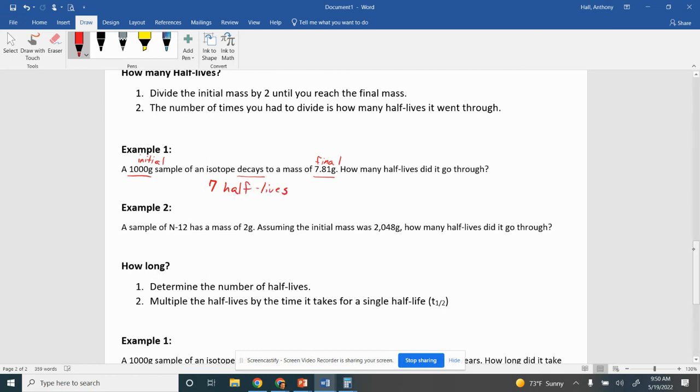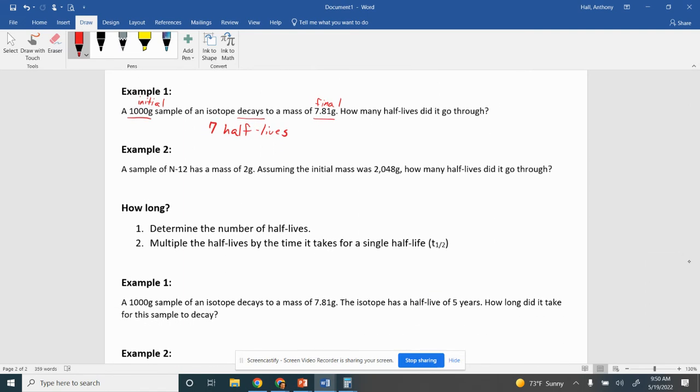Okay, example number 2. A sample of nitrogen-12 has a mass of 2 grams. Assuming the initial mass was 2,048 grams, how many half-lives did it go through? So this is exactly like example 1, so I want you to see if you can answer it, and then we'll go through. I'll give you about a minute to see if you can figure out how many half-lives it went through.